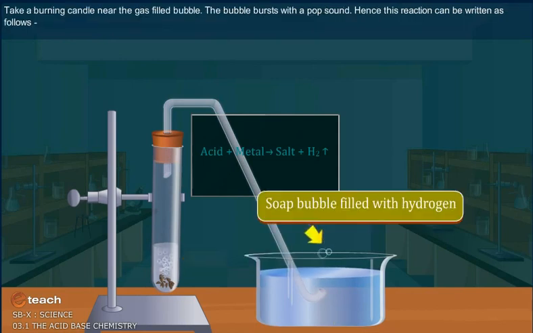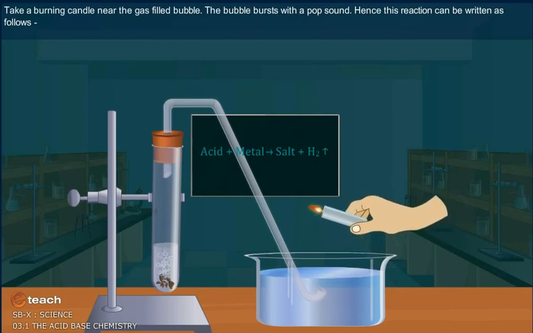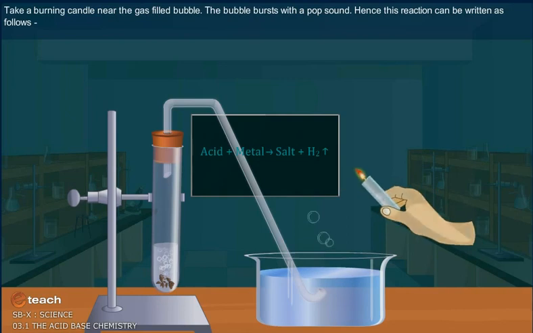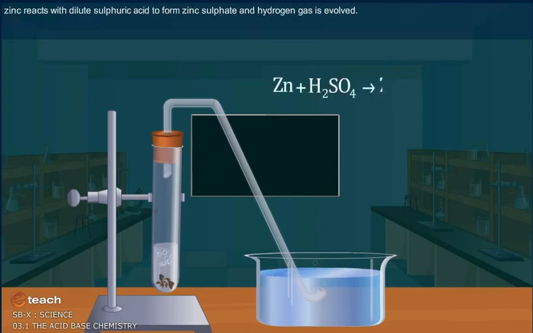Take a burning candle near the gas-filled bubble. The bubble bursts with a pop sound. Hence, this reaction can be written as follows. Zinc reacts with dilute sulfuric acid to form zinc sulfate and hydrogen gas is evolved.